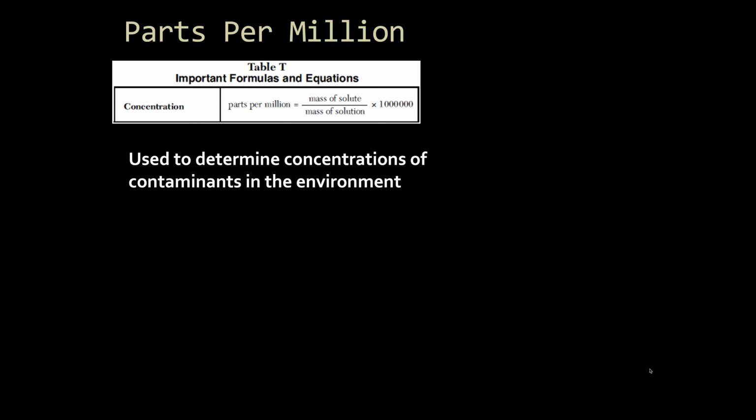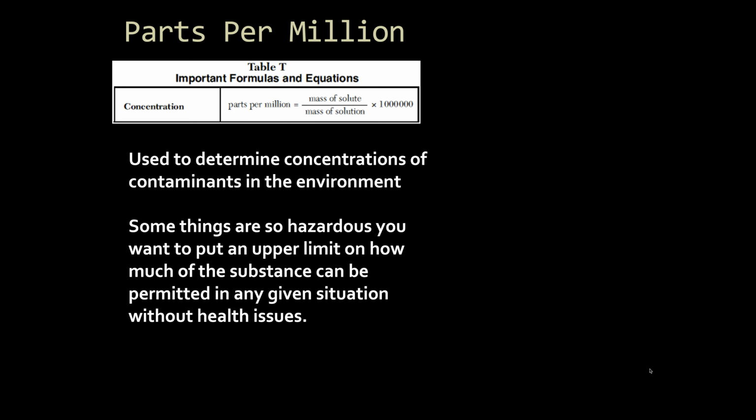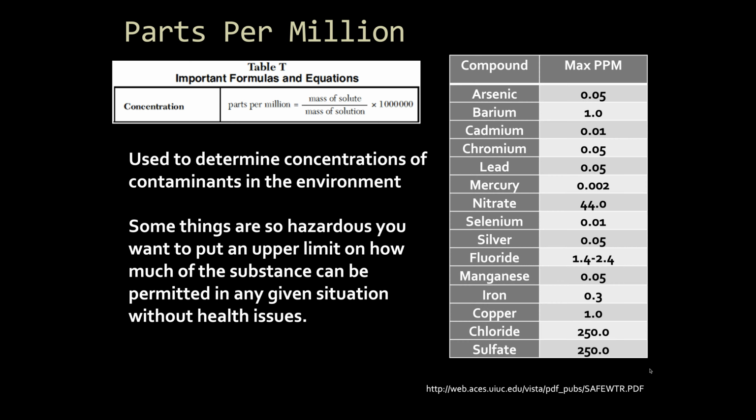So we use it to determine concentrations of things that have a very small concentration, like concentrations of contamination in the environment. So there are some things that are so dangerous to your health that you want to put an upper limit on how much is allowed to be in your drinking water, on the ground, in the air, stuff like that. They've actually done testing to see what is the maximum amount that there can be with the minimum amount of health hazard. And they've created a chart. The organization that's responsible for coming up with these numbers and enforcing it is the EPA, the Environmental Protection Agency.